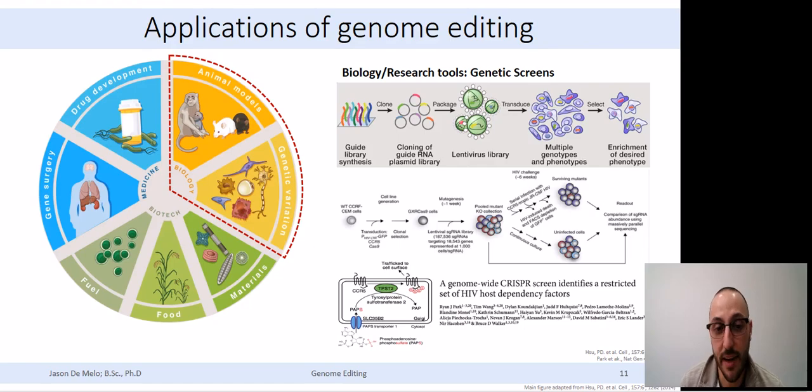In the case I'm highlighting here, a genome-wide CRISPR screen was used to identify genes important for HIV infection within cells. In this case, 5 factors important for HIV infection within the host were identified, focusing on the sulfonation pathway and its importance for HIV infection.